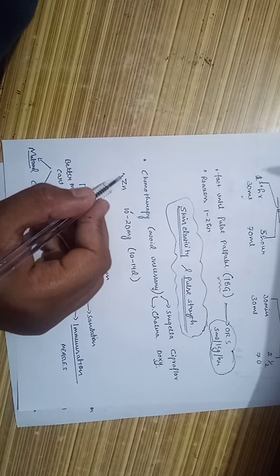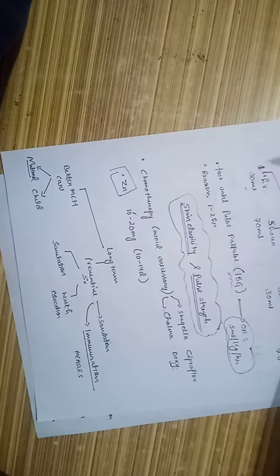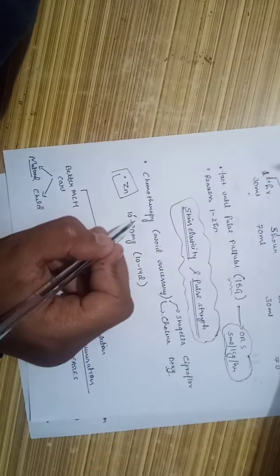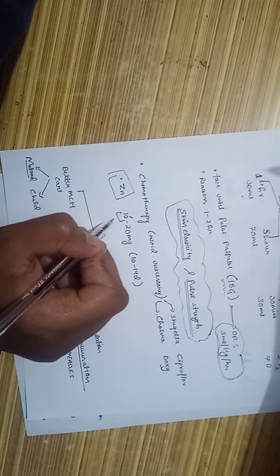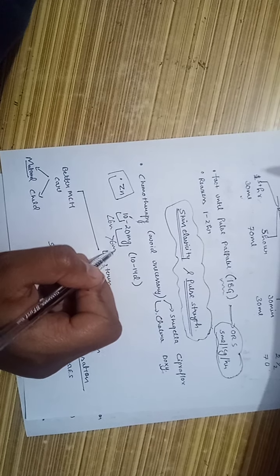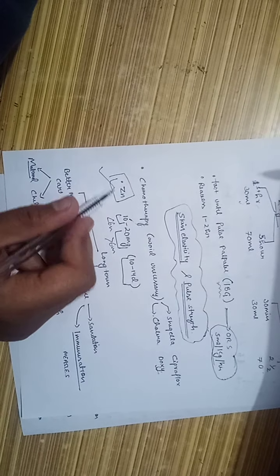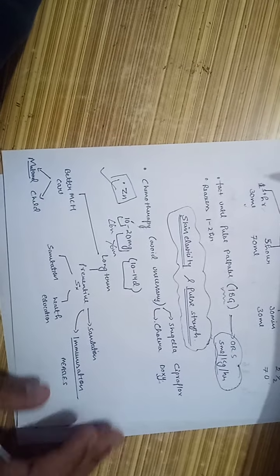Another thing is that zinc is given because it decreases and prevents further episodes of diarrhea for 2 to 3 months, and this is given at a dose of 10 mg for less than 6 months of age and 20 mg for more than 6 months of age, for 10 to 14 days. Zinc is very important to be given, and it is found to be very effective.